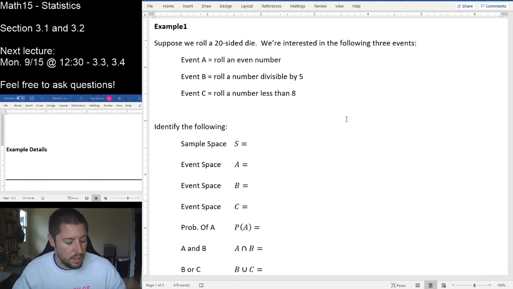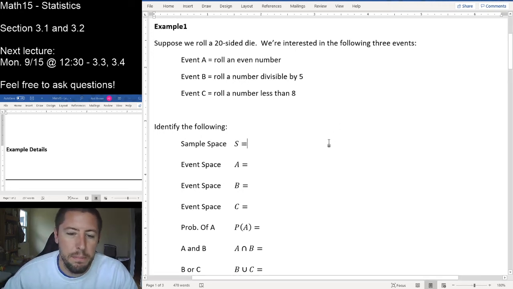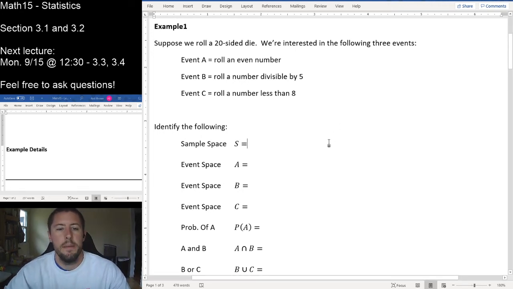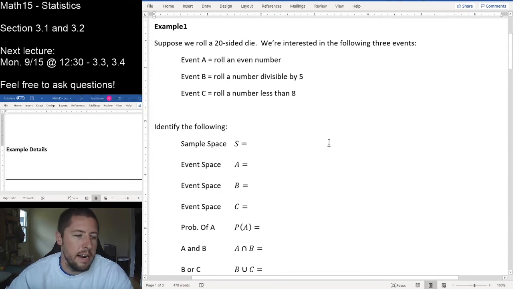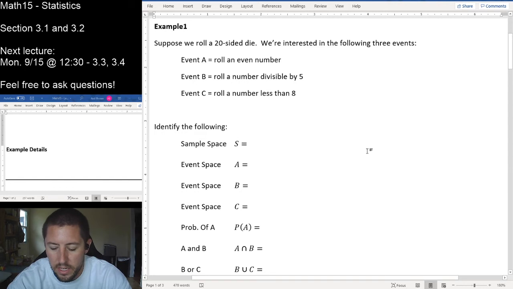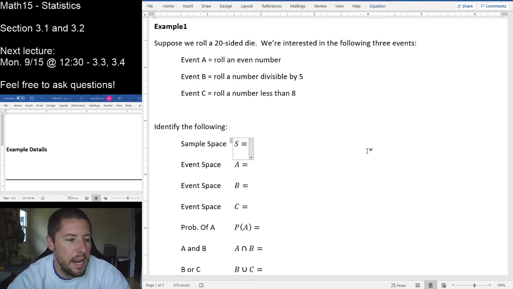First things first, we're looking at identifying a couple of more basic vocab words and a couple of pieces of notation. So in example one here, we're going to roll a 20-sided die. A 20-sided die has values of 1 through 20 as the possible outputs on the die. And we are interested in identifying the following three events. We'll call these events A, B, and C: rolling an even number, a number divisible by 5, and a number less than 8. Those are our three special events of interest for some particular purpose.